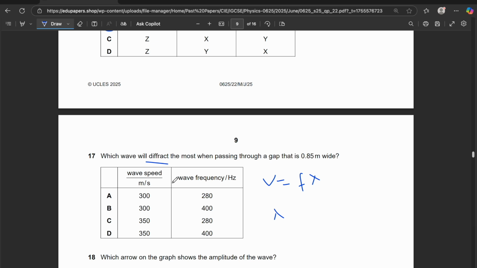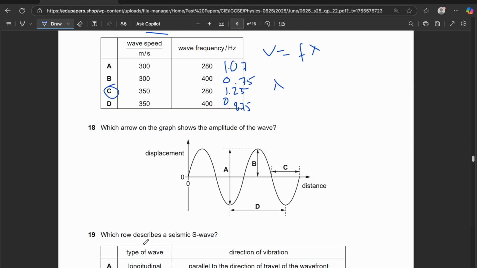So here for A, that is 300 divided by 280, which is about 1.07, and 300 divided by 400 is 0.75. For C it will be 1.25, and for D it will be about 0.875. So clearly C has the largest wavelength, so we'll choose C.